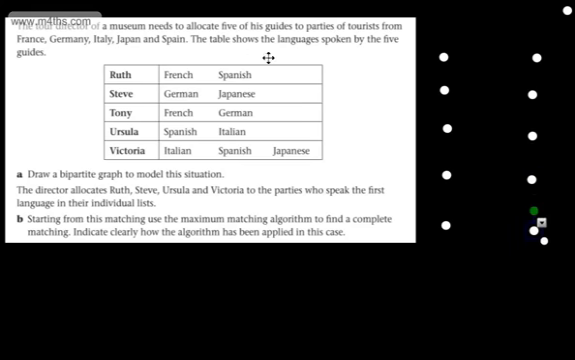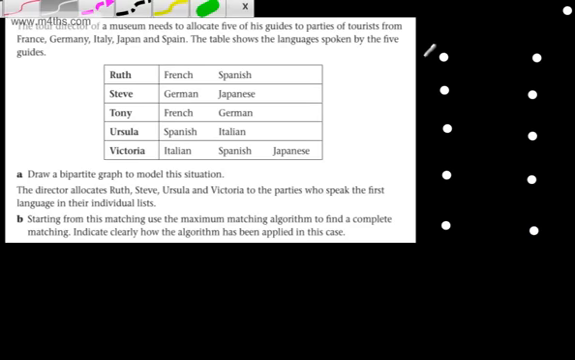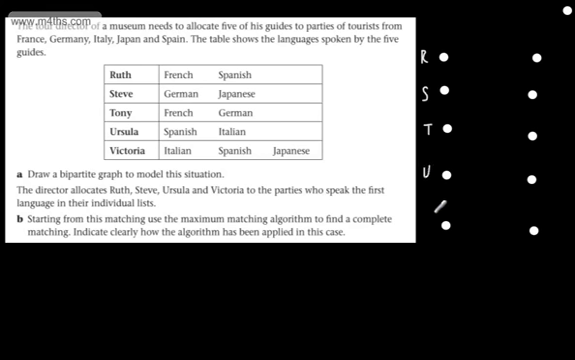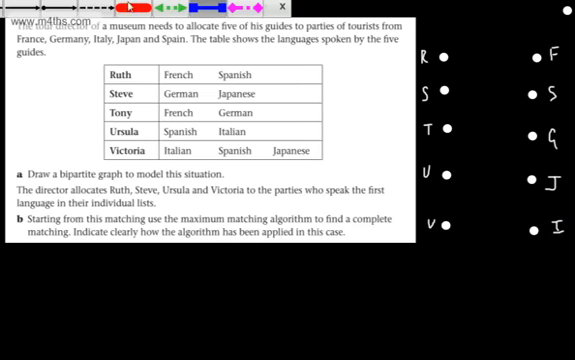So let's label these up. All of these letters are different, which is going to make my life slightly easier. So we're going to have R, S, T, U, V. Often you'll see that these are just parts of the alphabet. So R, S, T, U, and V. And then what have we got here? Let's say French, Spanish, German, Japanese, and Italian. Do check that you've got them all. Okay, so let's start off now, and what we'll do is just show this on a bipartite graph.